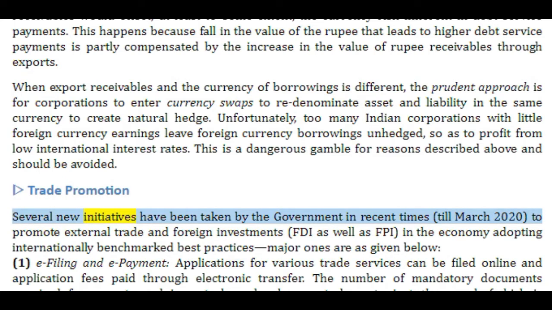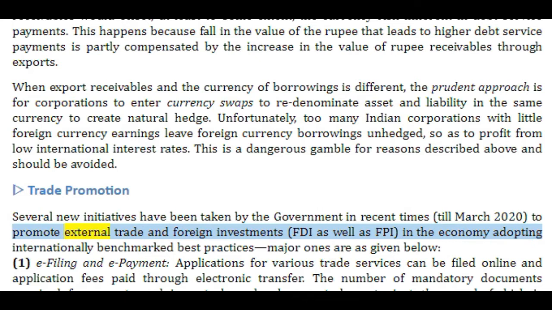Several new initiatives have been taken by the government in recent times, till March 2020, to promote external trade and foreign investments, FDI as well as FPI, in the economy adopting internationally benchmarked best practices. Major ones are as given below.